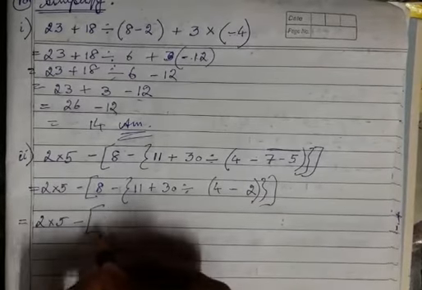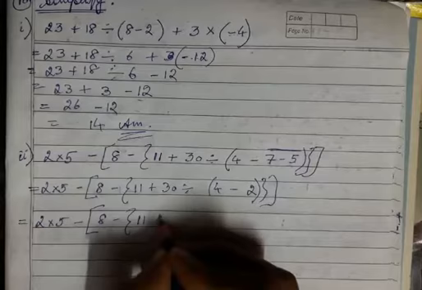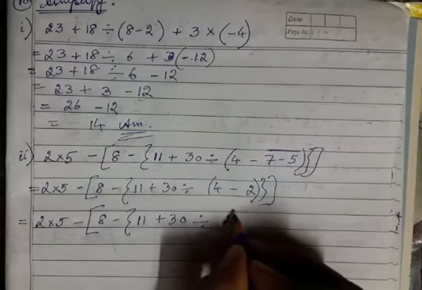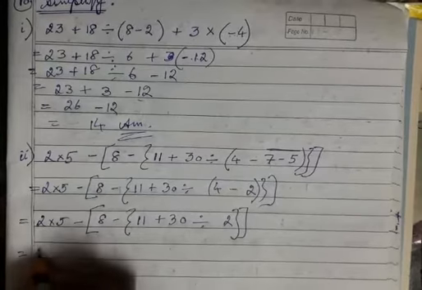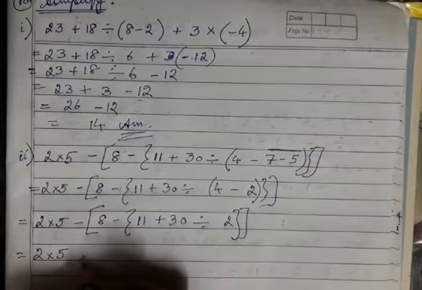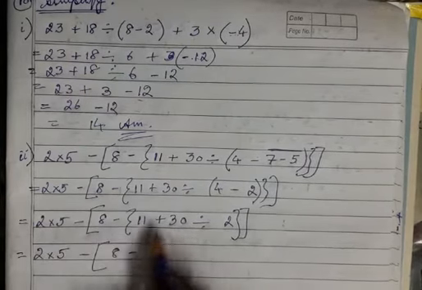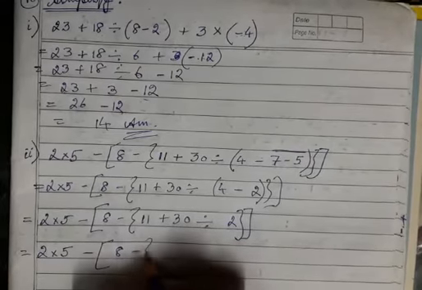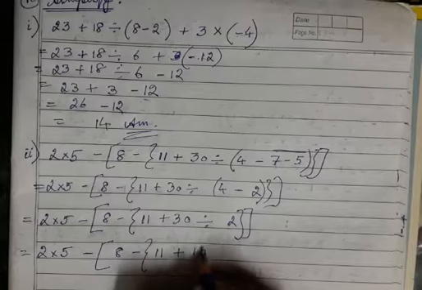Next we will solve the first bracket. First we will solve the first bracket, then the second bracket, then the third bracket. 4 minus 2 is 2. Now the first bracket is removed. Only the second and third brackets we have. Inside the second bracket we have two signs, plus and divide. So first we have to divide. So 11 plus 15.